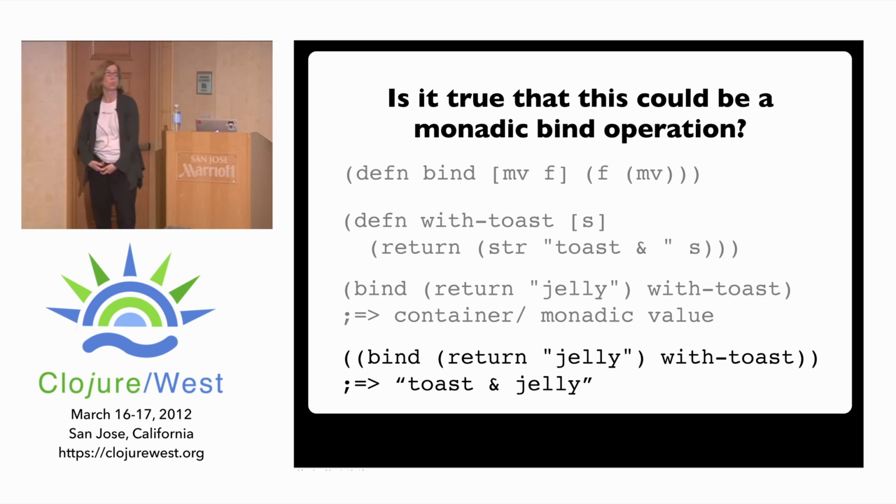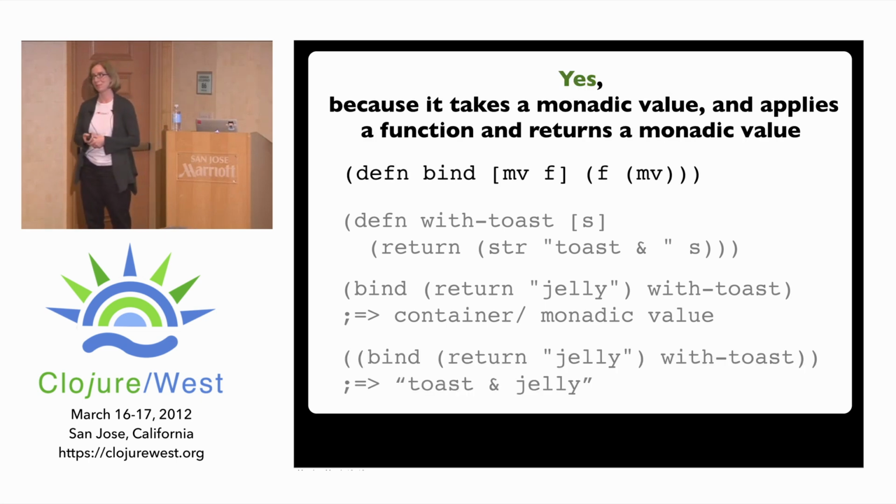So again, Alice wasn't too sure, but this felt kind of good, so she said yes. The door looked pleased. Said yes, because it takes a monadic value and it applies a function and it returns a monadic value.